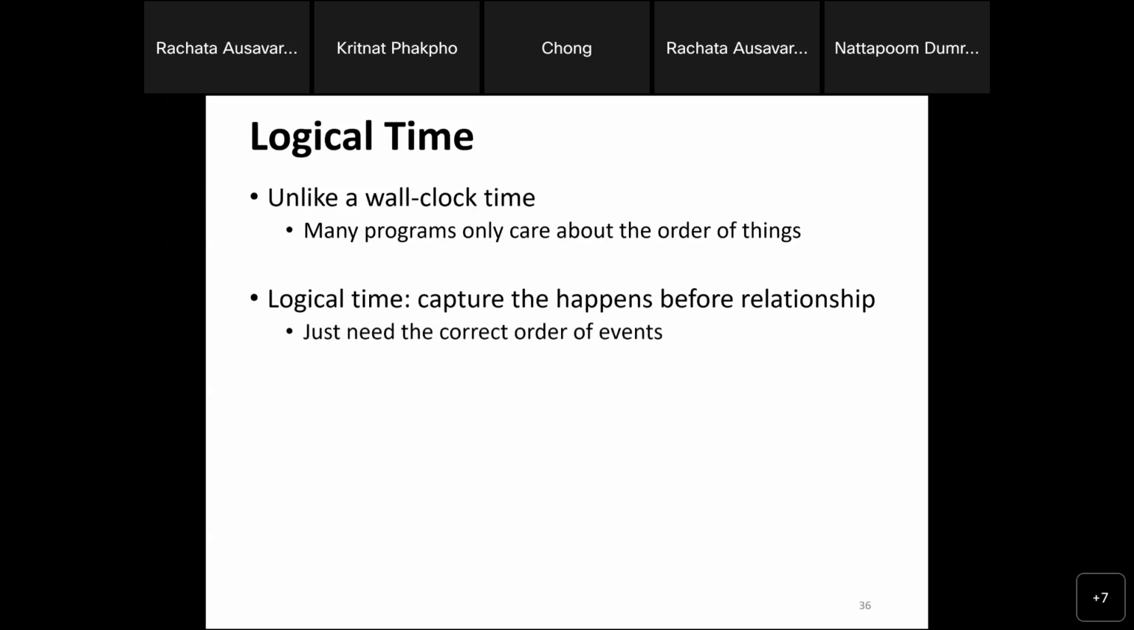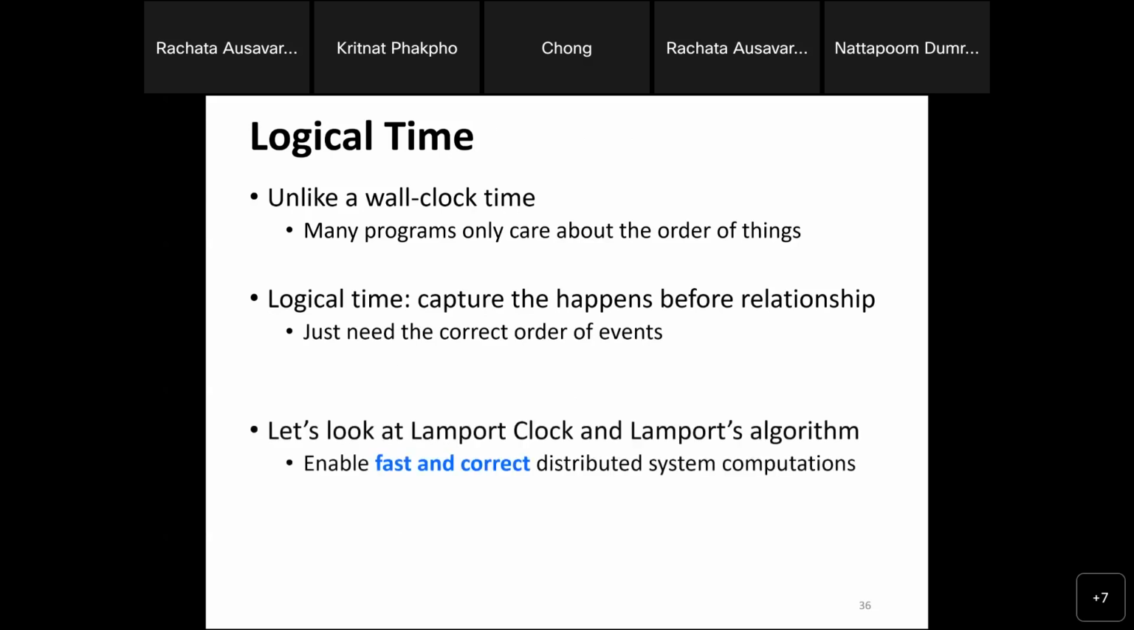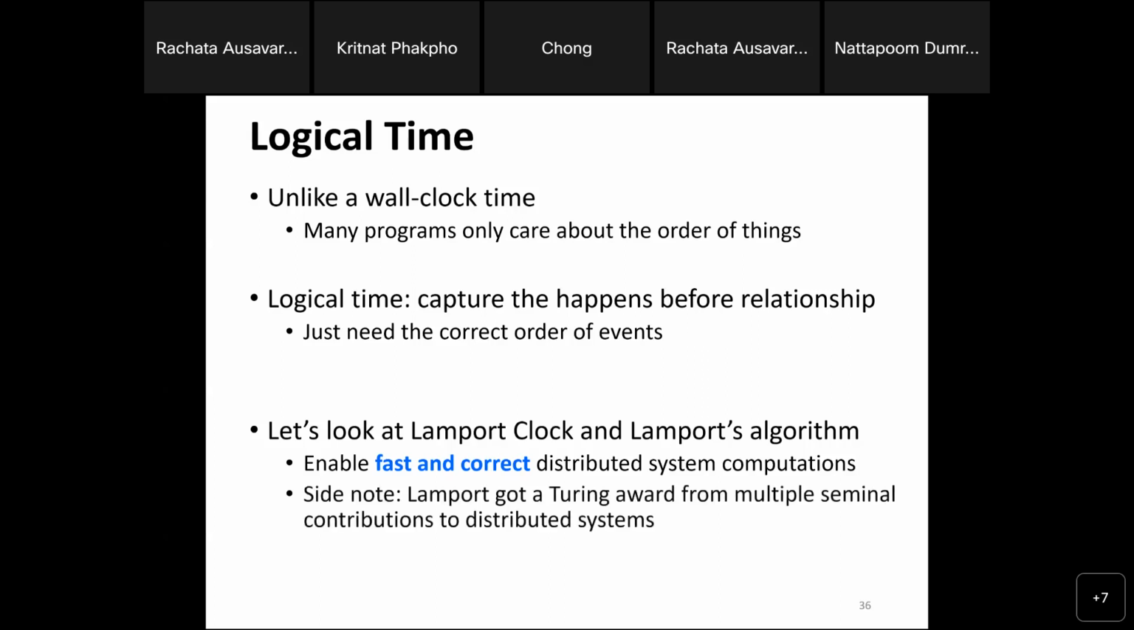This is what we need in a distributed system so that we can get the correct order of every single event in your system. If you have the happen-before relationship, then you can look at what we call the Lamport clock and Lamport algorithm. That would enable the really fast and correct way to perform the ordering of events. Side note, he actually got a Turing Award for his seminal work on this. How do I sort my events quickly, cheaply, and accurately?